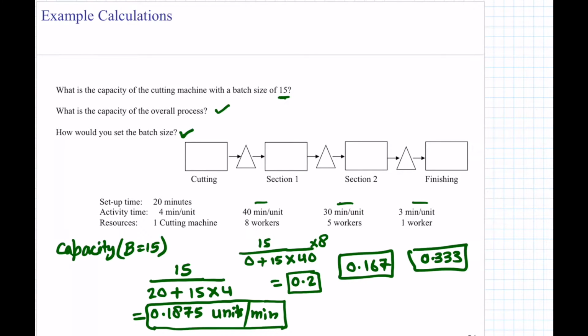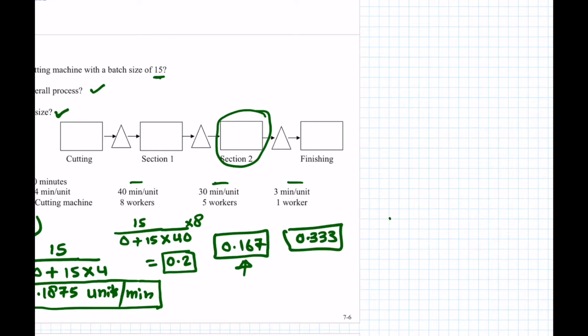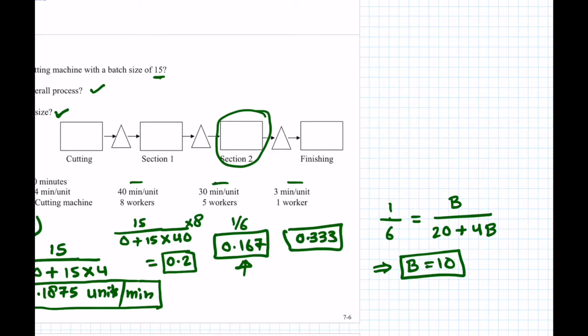So based on the capacity calculations, we see that the smallest capacity is for section 2 process. So there we have output of only 0.167 units per minute compared to other ones. So that's why this is the bottleneck. And since setup occurs at a non-bottleneck process, we decrease the batch size to match capacity at section 2. So in this example, the batch size should be set at 10.